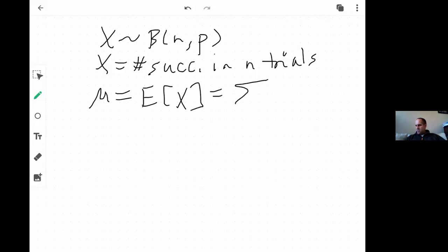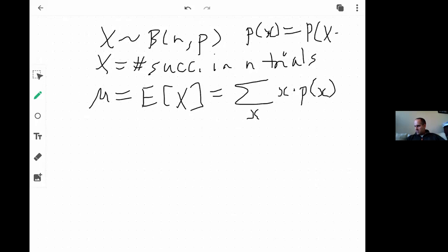And this thing is equal to, I would sum over all possible outcomes, little x. X times the probability of x. So remember this notation, p of x. This is equal to the probability that capital X is equal to little x.